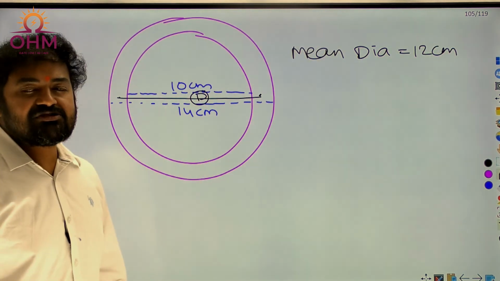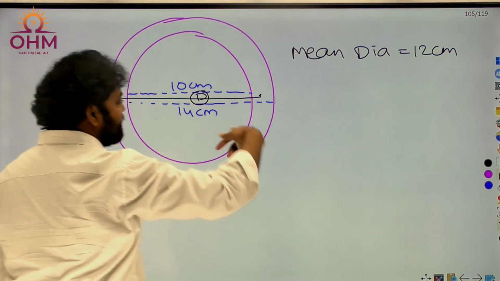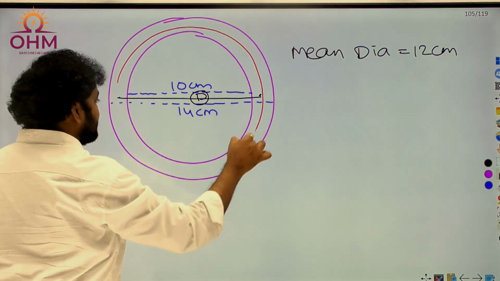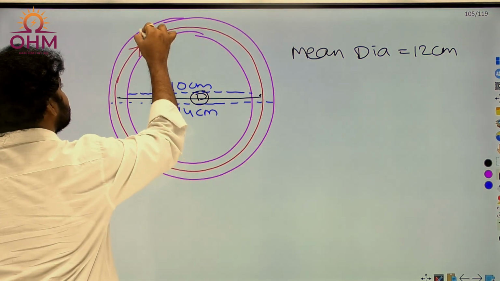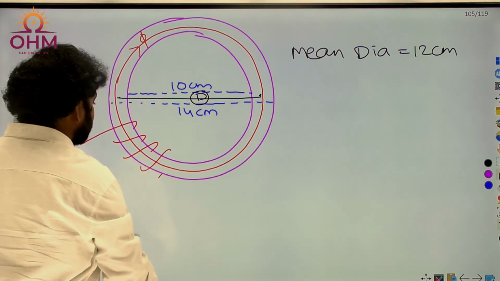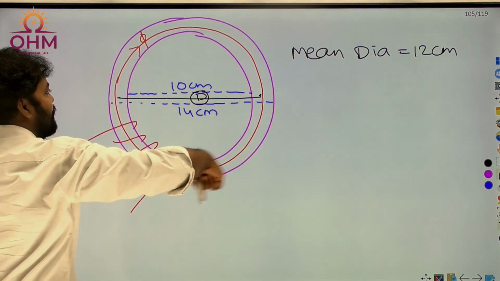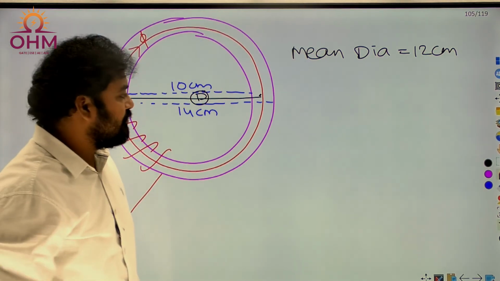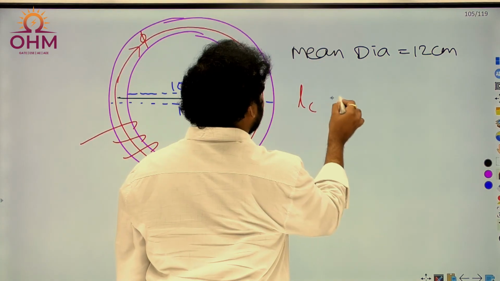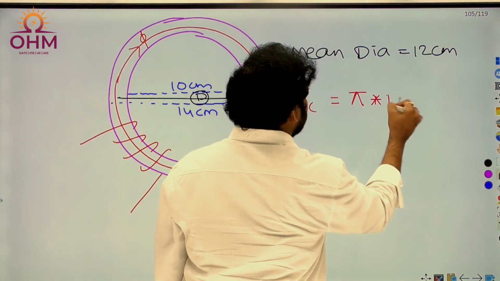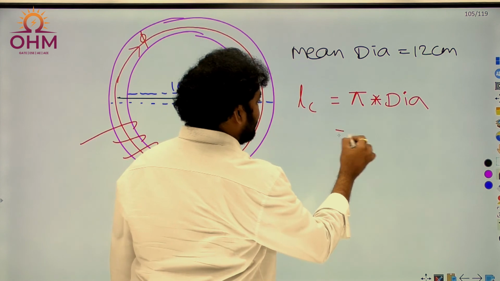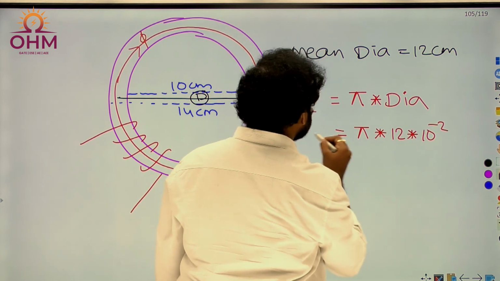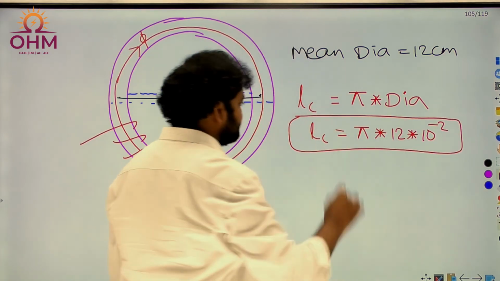If mean diameter is 12 centimeter, then what is the total length of the core? Total length of the core means I need the perimeter of this circle. Because flux is passing like this, am I right? When you wound a wire on this core, flux will pass along this particular core. Therefore, length of the core means perimeter of this circle, which is pi into diameter. Therefore, pi into 12 centimeter, that is pi into 12 into 10 power minus 2 meter. This is the length of the core.